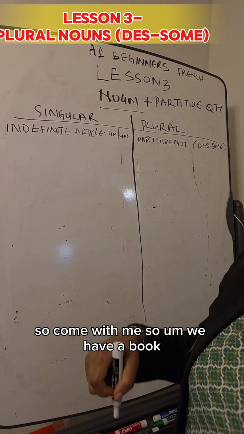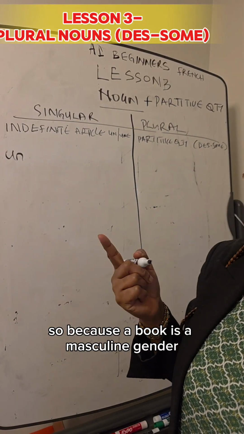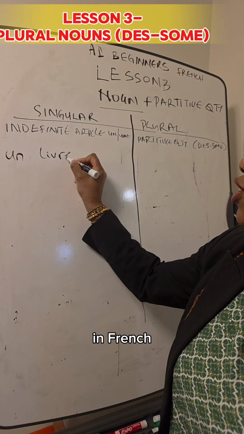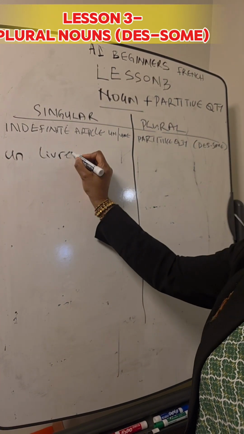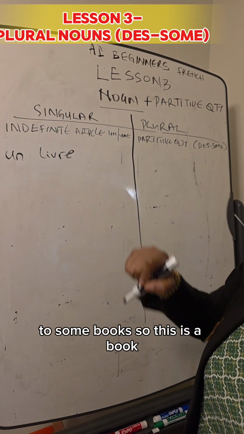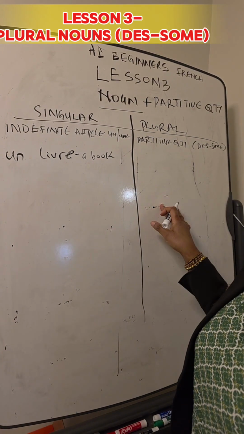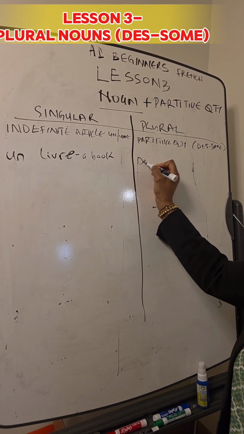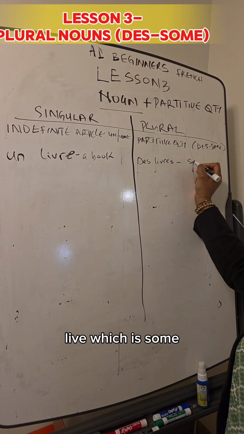So we have a book. Because a book is a masculine gendered noun, if you want to say a book, you will say un livre in French. And if you want to make it plural, it becomes some books. So we will move from a book to some books. Using our partitive quantity, some books is going to be des livres.